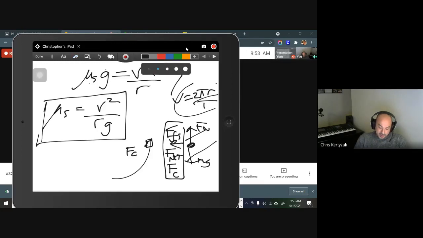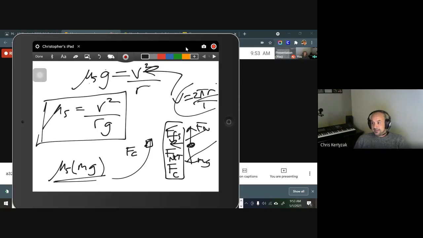So when you have tires on the road, mu s doesn't change. If it's just 0.4 for that day, then it's 0.4 for that day. And the weight mg is the weight of your car, right? Which means the total amount of traction force you can get is a maximum at that. It's the most it can possibly provide.